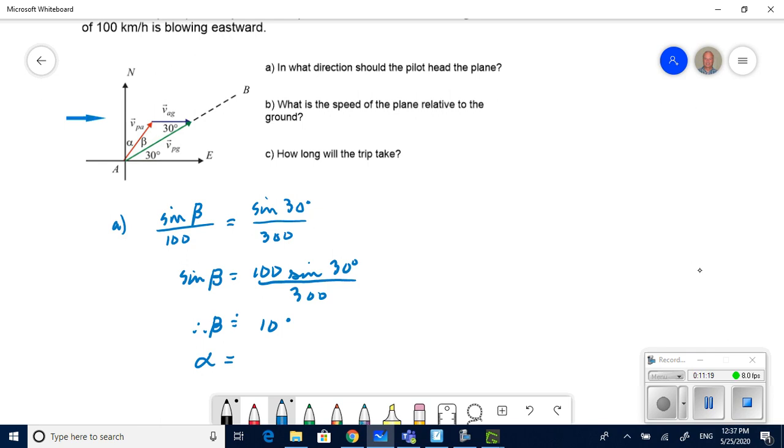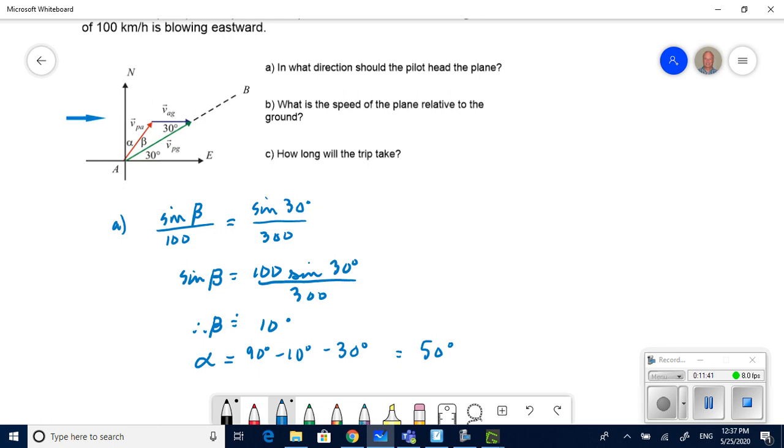Lambda maybe, I'm sorry, I should know these. That's going to be 90 minus the 10 I just calculated, minus the given angle of 30 degrees here, and that works out to be 50 degrees. And that's going to be my bearing of the plane.